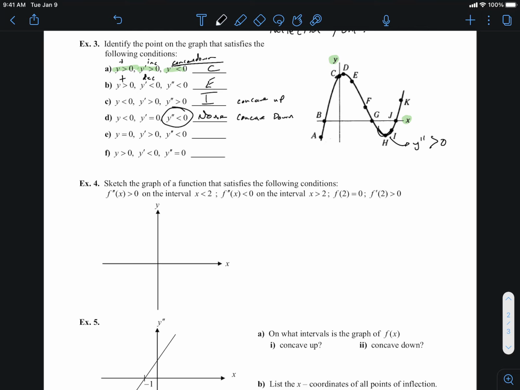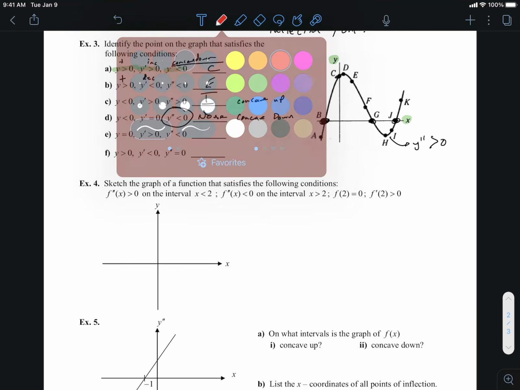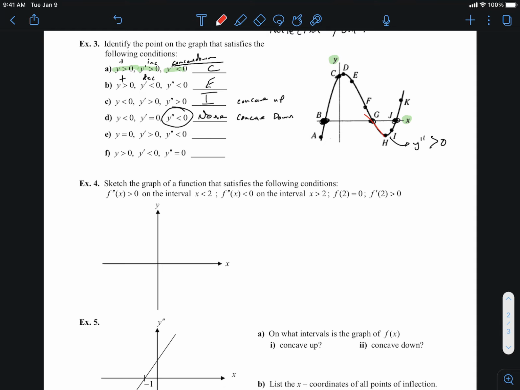Okay, for point E, we want the point to actually be 0, so we're on the x-axis, B, G, or J. One of those 3 points we're going to have to decide by, right? And we want its slope to be increasing. Well, that eliminates G because the slope of G is negative. So that's either we're at B or we're at J. The slope is positive. And then we want concave down.